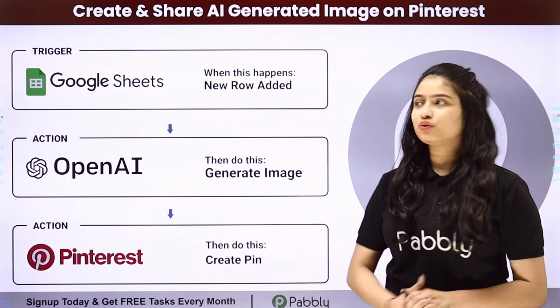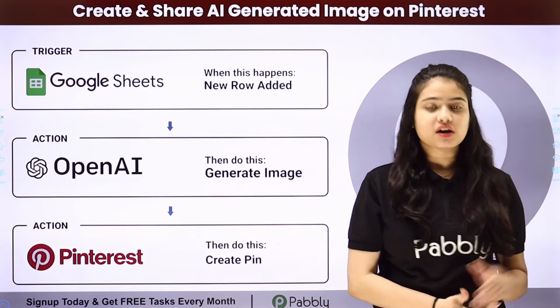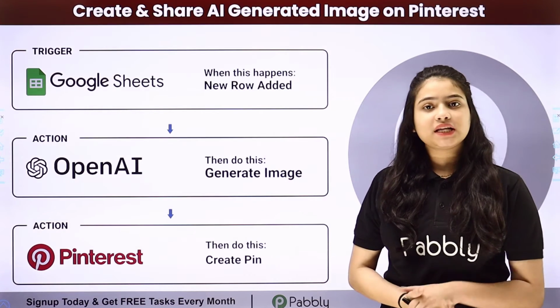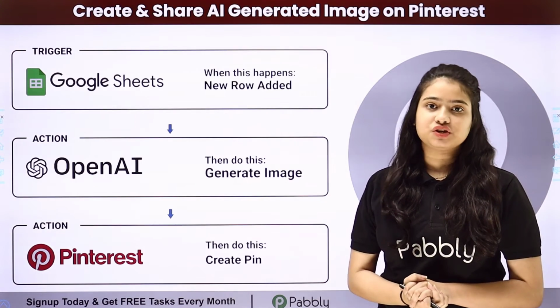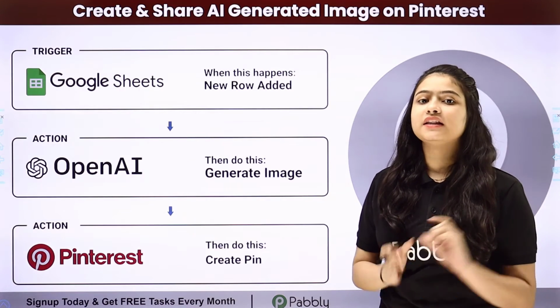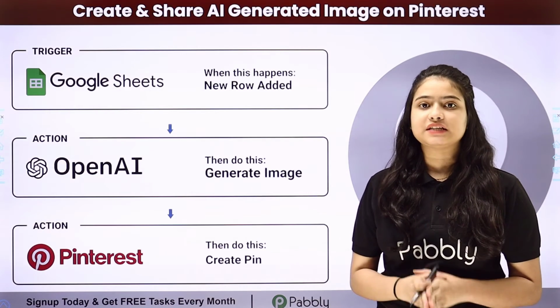In this video, we are going to learn how to create and share AI generated images on Pinterest. I want that whenever I add a new title in my Google Sheets, an image should automatically be generated on that same title using OpenAI, and then the same image should be automatically shared in the form of a new pin on my Pinterest account. So how are we going to automate this entire process?